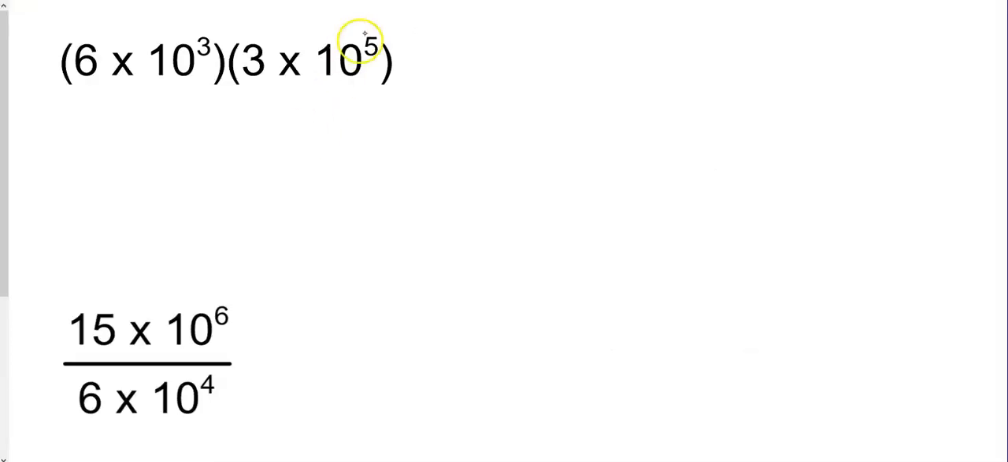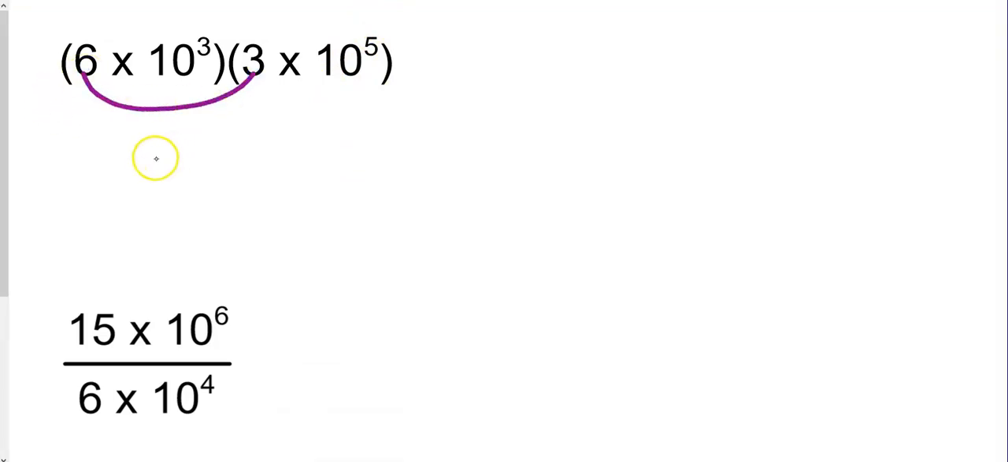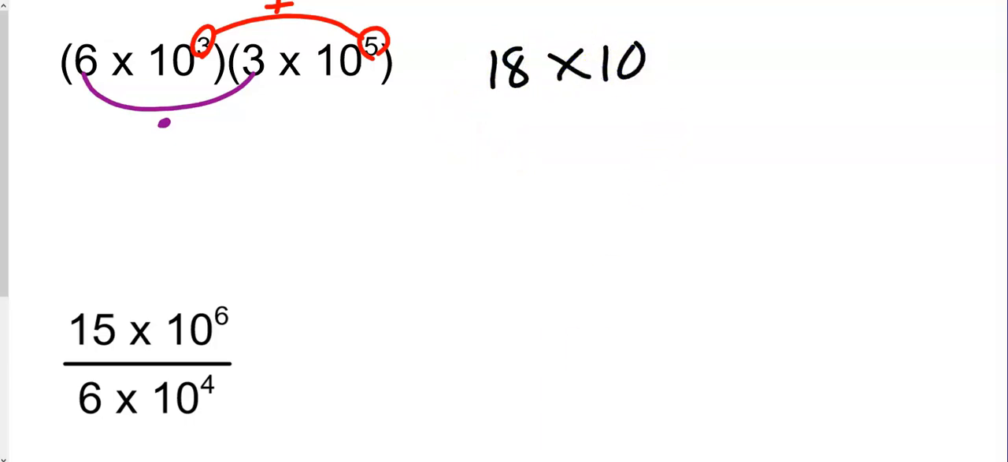So this first guy, we're multiplying. So what I was talking about a moment ago, these are my two numbers, so they're going to get multiplied. These guys are my exponents, and because we're multiplying, we're going to add them. So what do we get when we do the multiplying and the adding? Well, 6 times 3 is 18. Times 10, 3 plus 5 is 8.